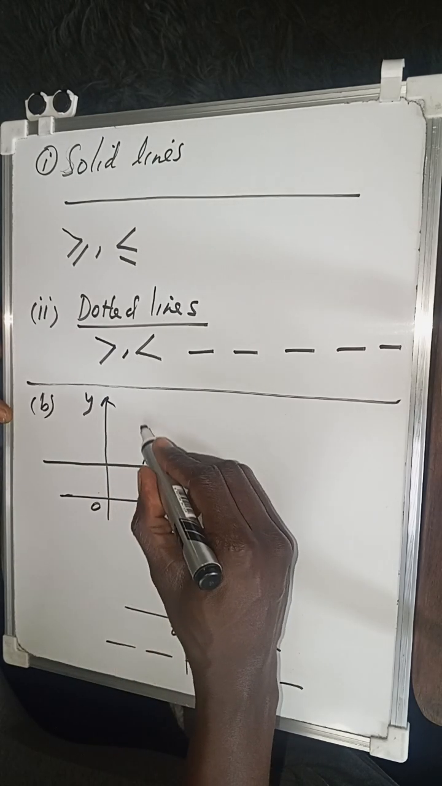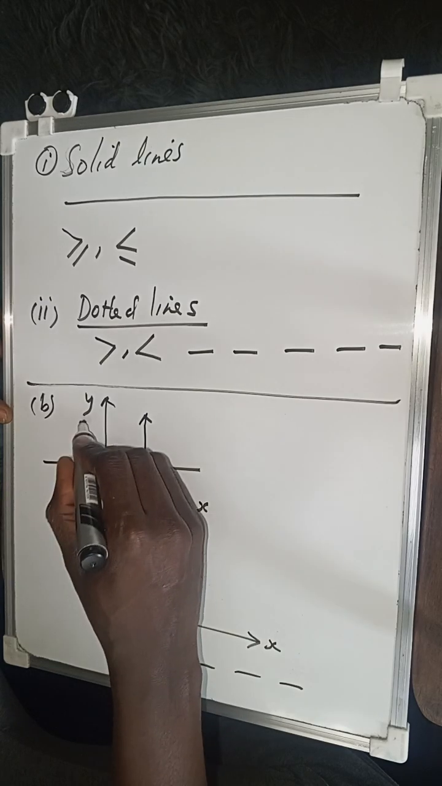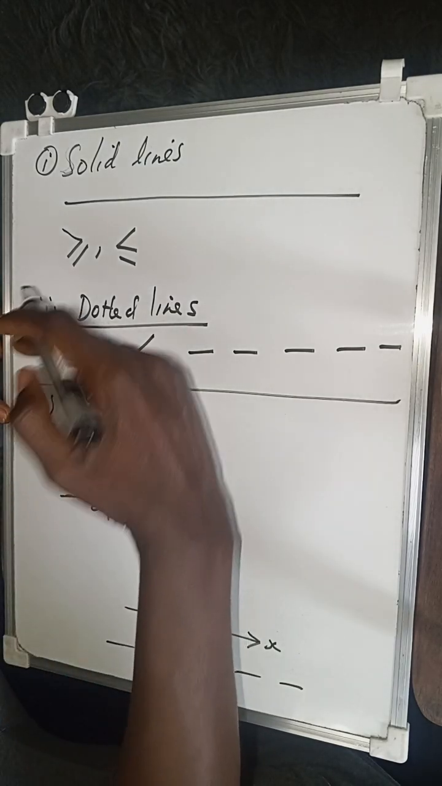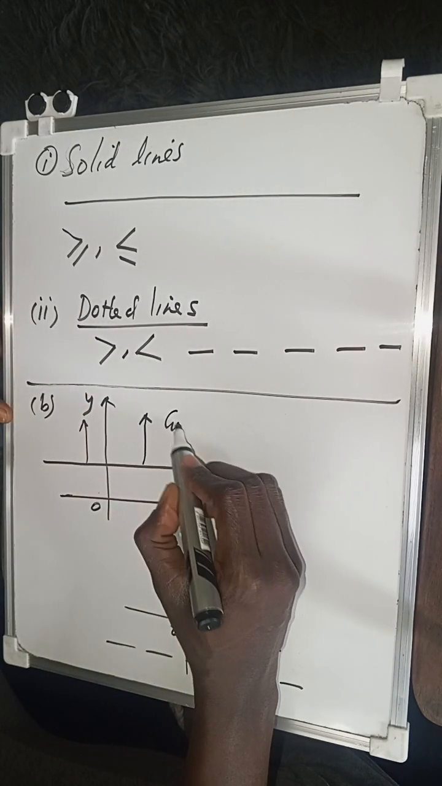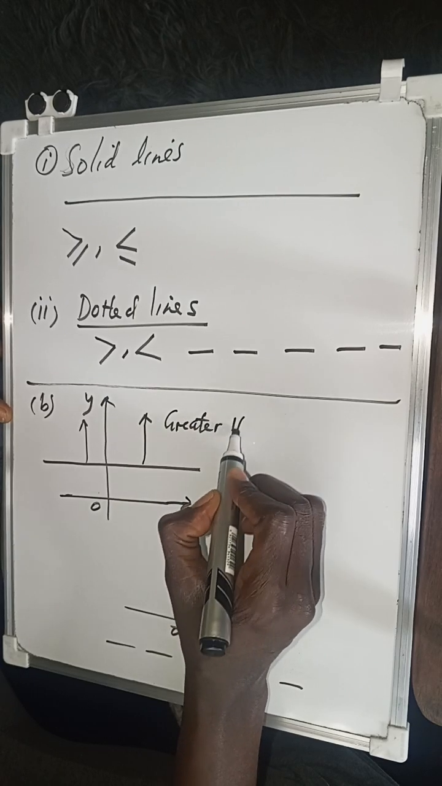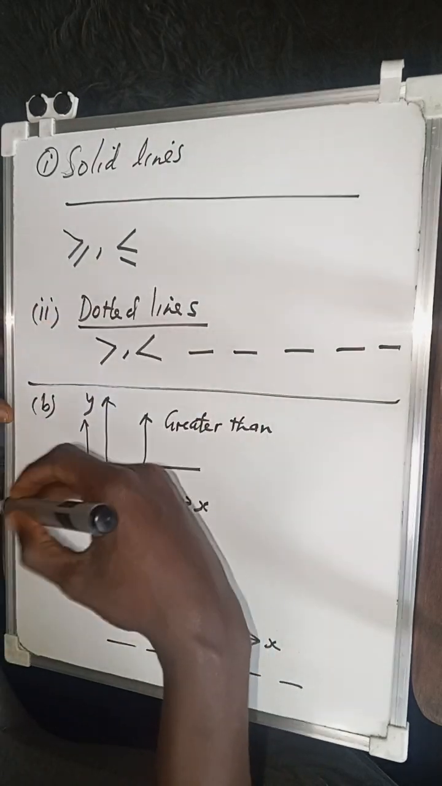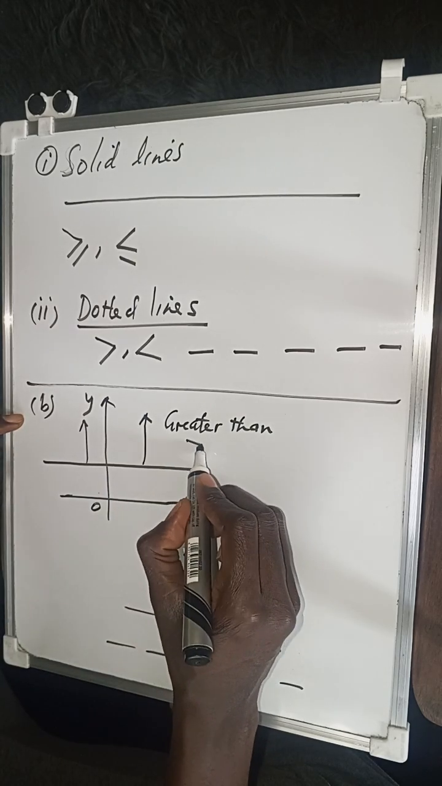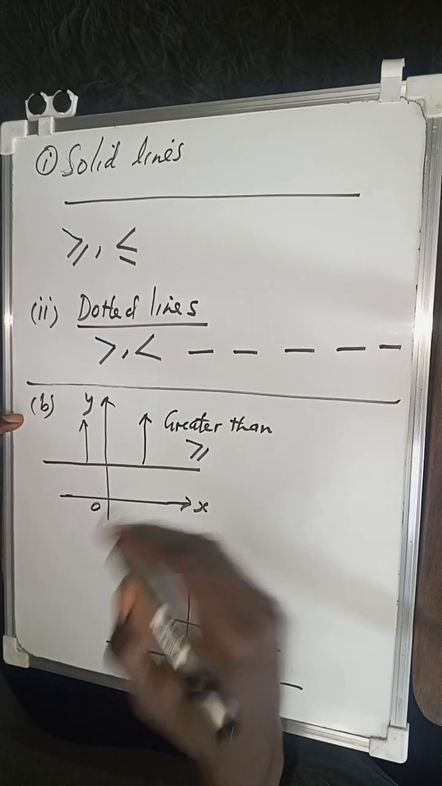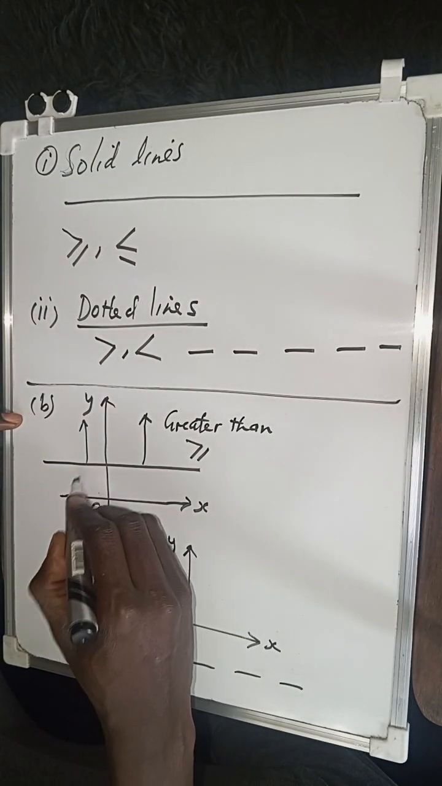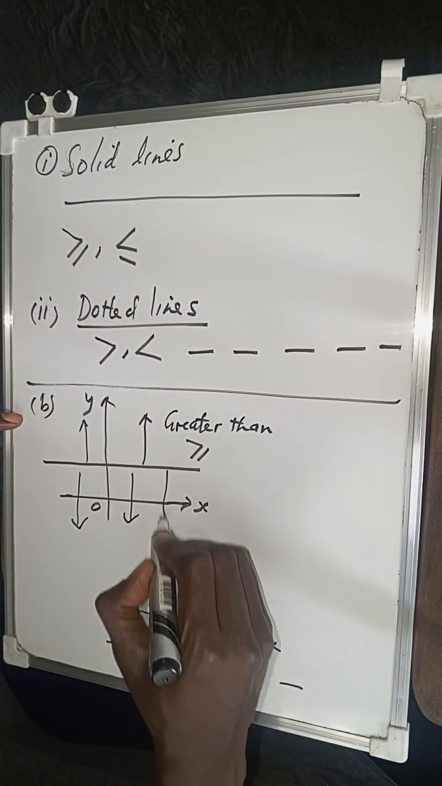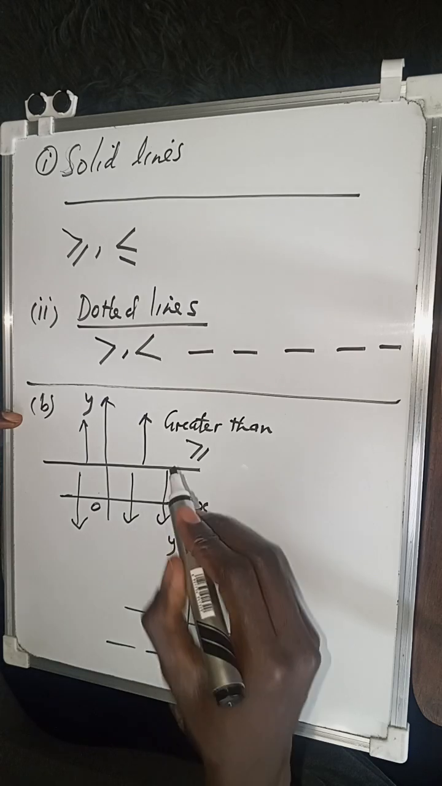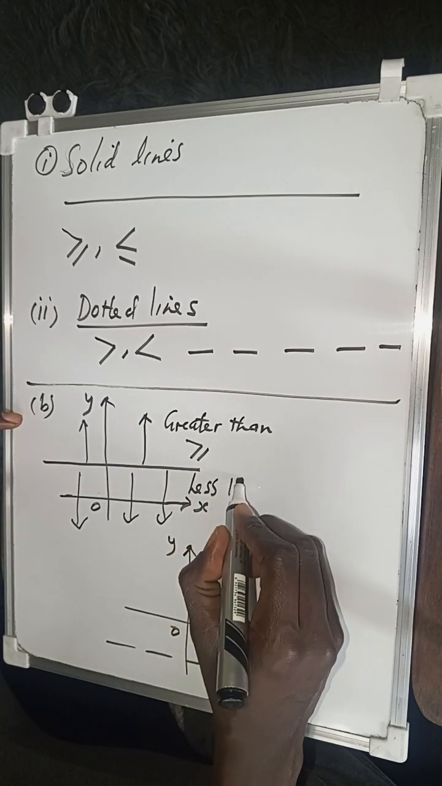Well, if I start with the first one, going this side of the line, going upward, as we go upward, we can use greater than. So it's greater, but because this is a solid line, it simply means the inequality symbol will be greater than or equal to. You can use that side. But if you are going down below this line, the numbers will start decreasing, so it is going to be less than.